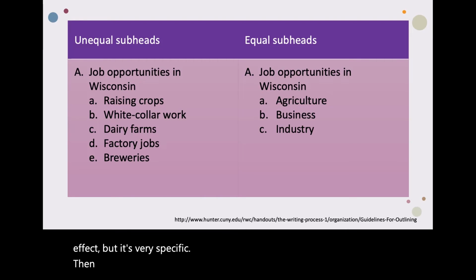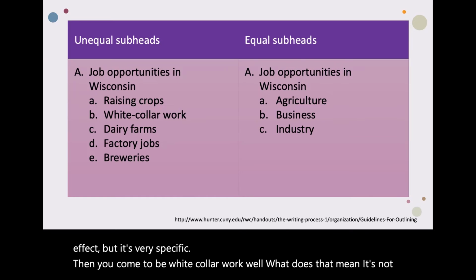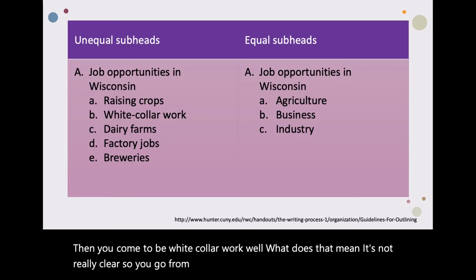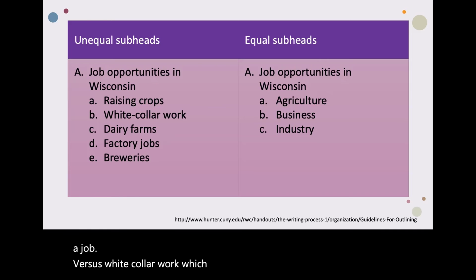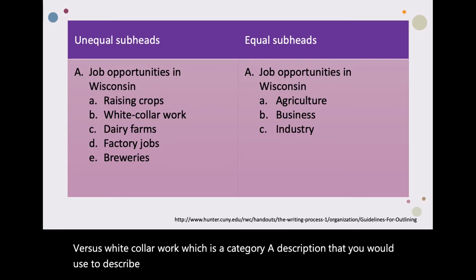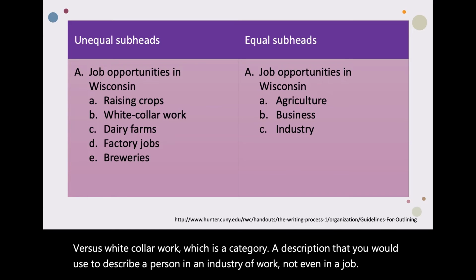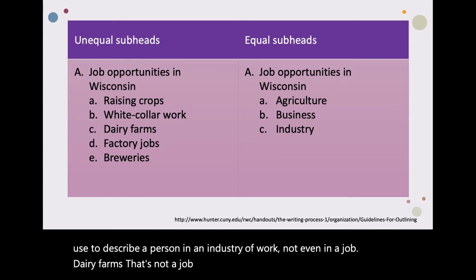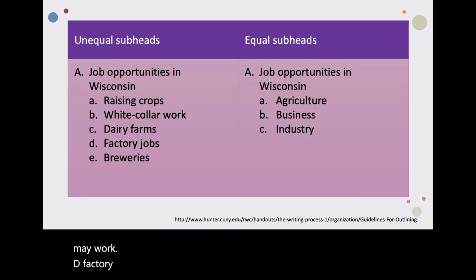Then you come to B, white collar work. Well, what does that mean? It's not really clear. So you go from very specific, hey, this is a task you would do in a job, versus white collar work, which is a category, a description that you would use to describe a person in an industry of work, not even a job. Dairy farms, that's not a job opportunity. That's a place where a person may work. D, factory jobs. Again, those job opportunities that you say are in Wisconsin, factory jobs is not really clear.